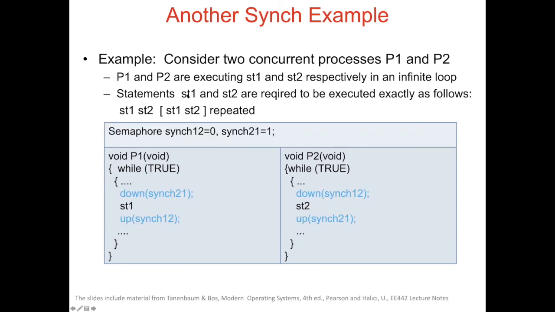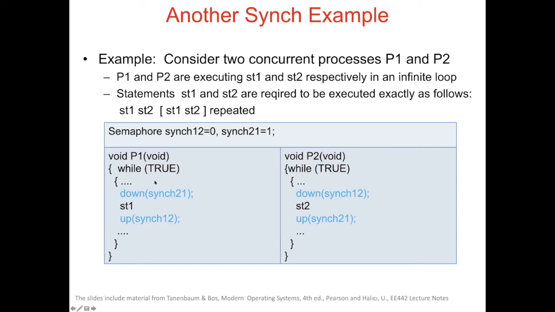The solution is as follows. We have two semaphores, sync 1,2, which is set to 0, and sync 2,1, which is set to 1. In P1, we have down sync 2,1, which is set to 1 initially, and then statement 1, and after that, up sync 1,2. Here in process 2, we have down sync 1,2, and then statement 2, and up sync 2,1.